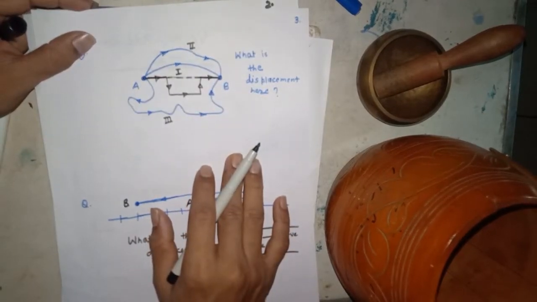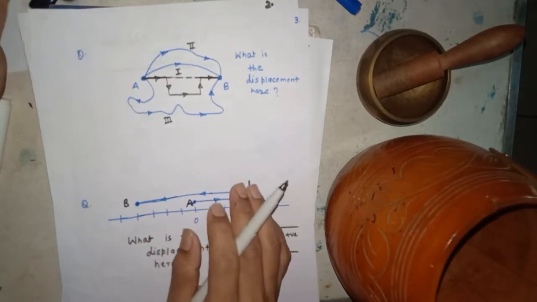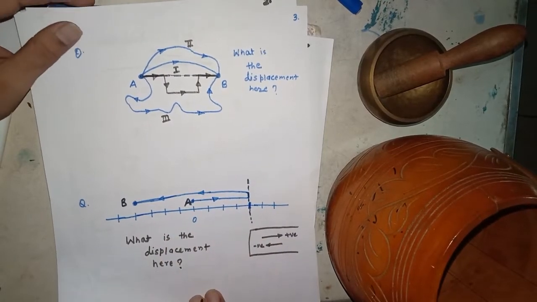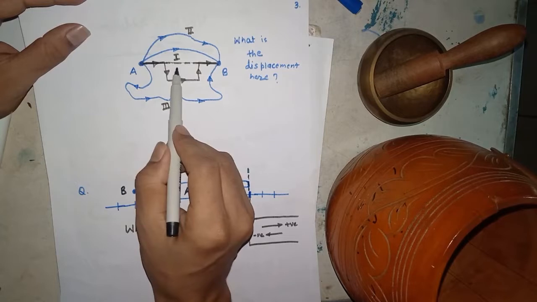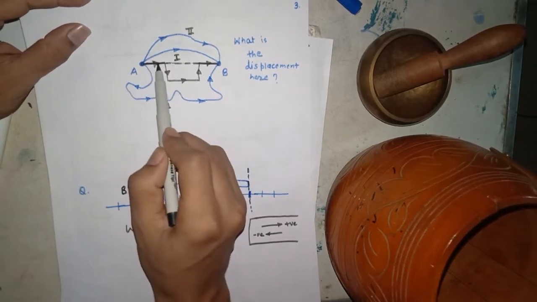Have you got my point? This is the case of displacement. As I already told you, displacement is a vector quantity because there is a direction along this line, a direction from A to B. Here the arrow indicates the direction.